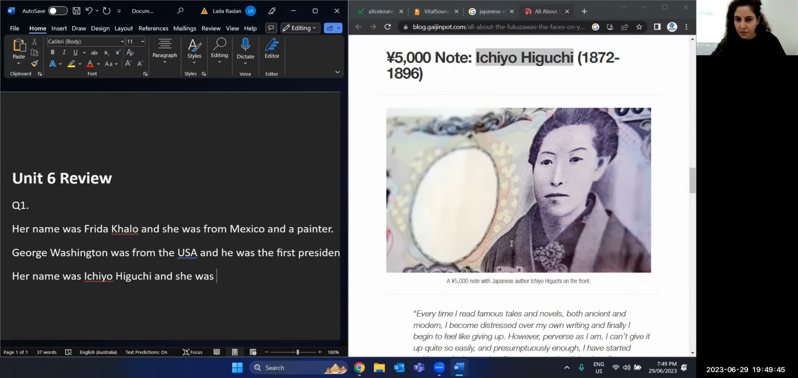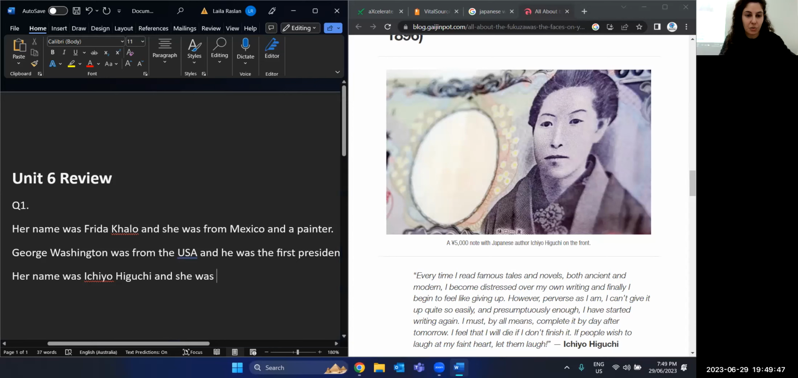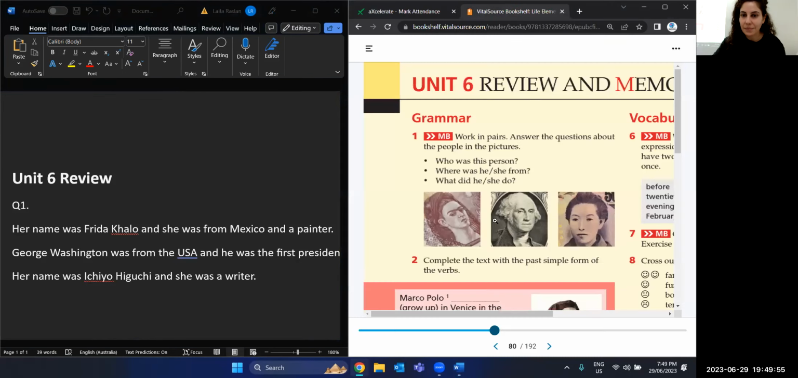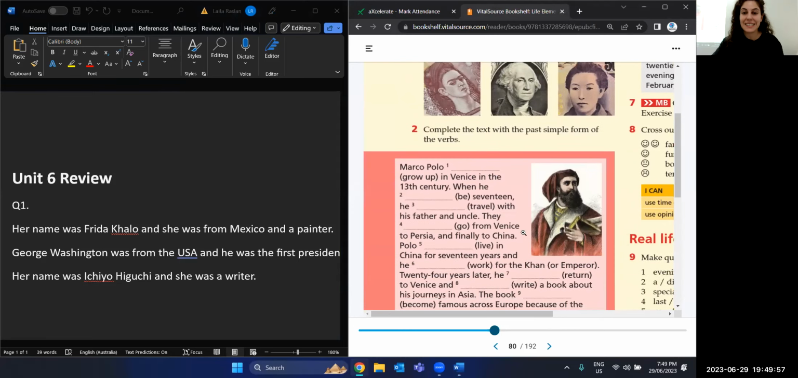So her name was, using our past to be, and she was a writer. Thank you, a writer. Okay, good. So we can see the use of the word was in our sentences. Good. Let's complete this text.